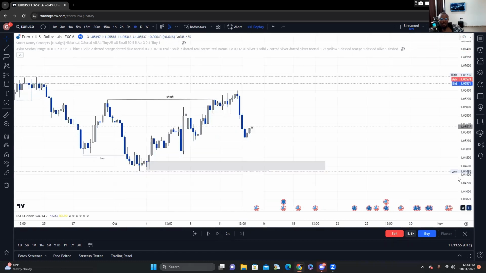Oh wow, that's nice. So we see this big push here, leaving these areas of imbalance. All these are also good indications that price may likely come back up here to fill these imbalances.